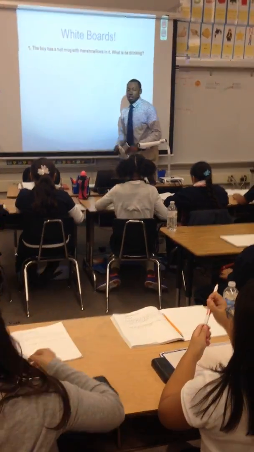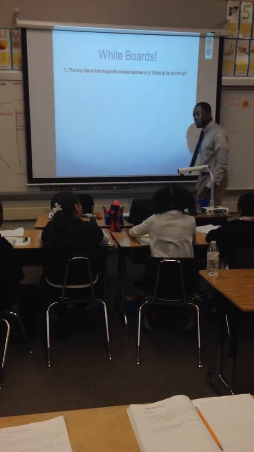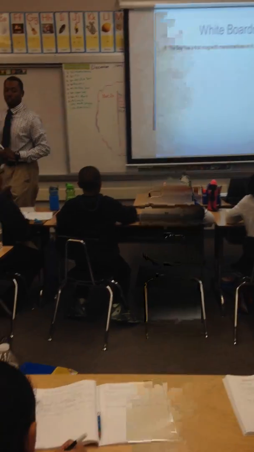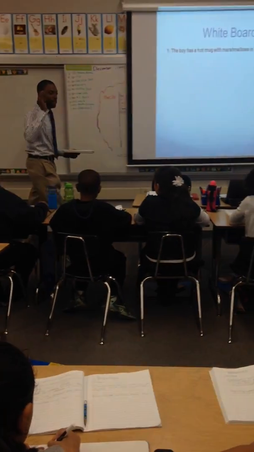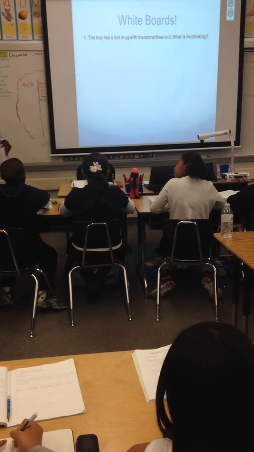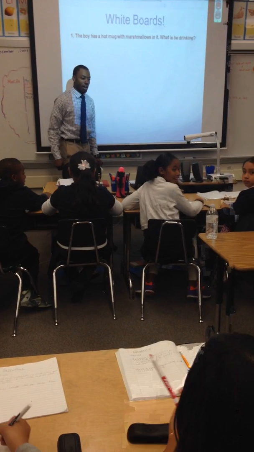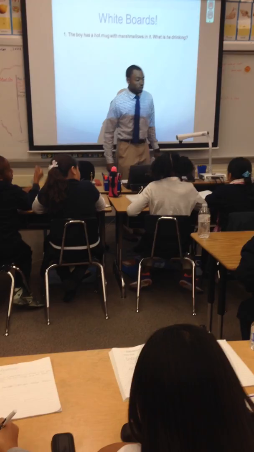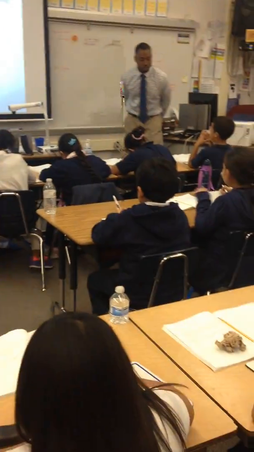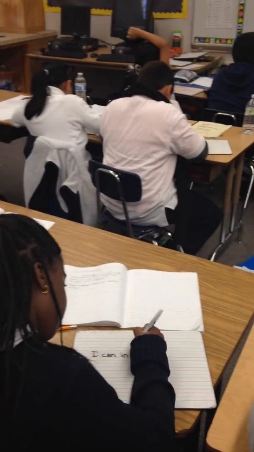Okay. The boy has a hot mug with marshmallows in it. What is he drinking? So, I want you to take the information from the text with what you hear and your prior knowledge to make a really good guess. And I want you to make an inference. What is he drinking? Make an inference. Use your prior knowledge. Has a hot mug with marshmallows.